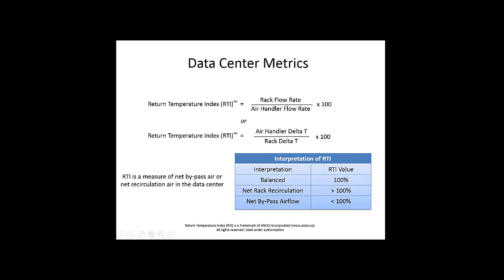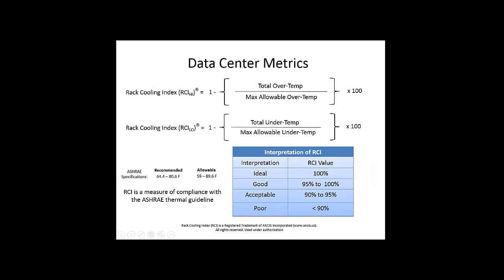If you have too much air, it's going to drop below 100% and you're going to get bypass airflow, which means it goes right back to the cooling unit. If it is greater than 100%, it means you don't have enough and you have starvation, and the racks start to breathe their own exhaust and get hot, and you have hot spots.